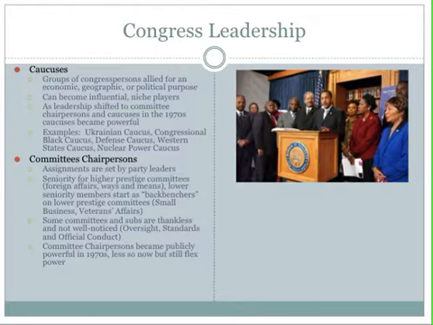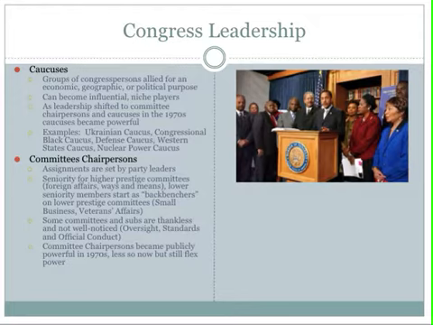As leadership shifted to committee chair people, a lot of committee chair people have a lot of power. In the 70s, the caucuses become powerful because they can rally together and say, you know what, I'm not going to vote. We're not going to vote on this unless this happens.